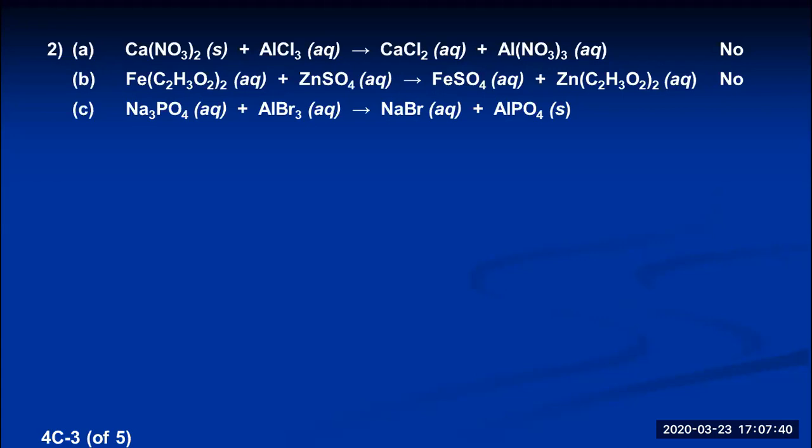First compound, sodium bromide. First rule, sodium ions, which are alkali metal ions, never precipitate with anions ever, so that has to be aqueous or soluble.